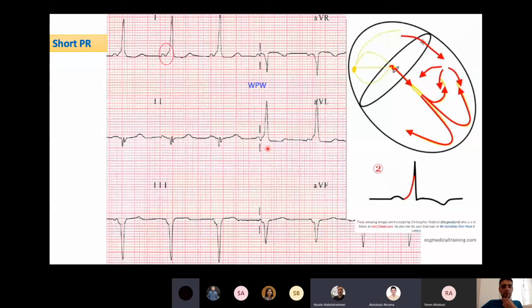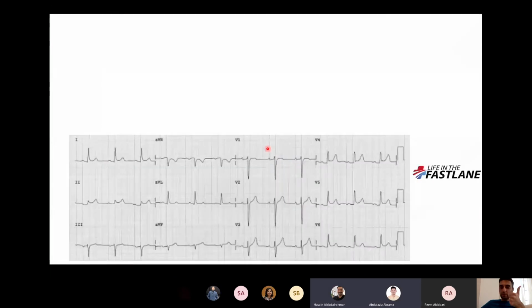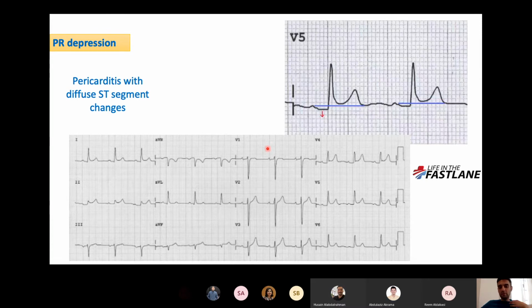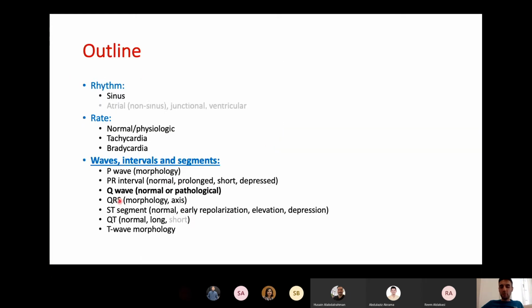Okay, so we talked about long PR, we talked about short PR. We said there's something called PR depression, which is a sign of pericarditis. It's not very arrhythmic, of course, so it's a very specific finding, and just know that PR depression is often a sign of pericarditis. Okay, so we're done with the PR, right? What's next after the PR is the Q wave. The Q wave is a very special wave within the QRS, hence why we're focusing on it.